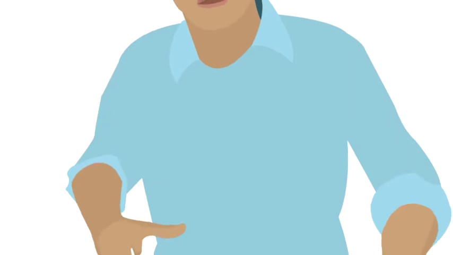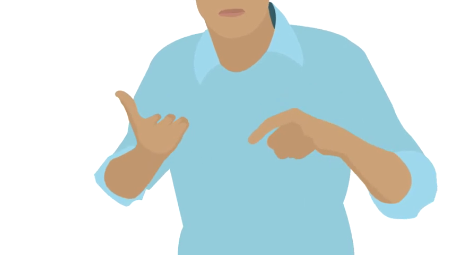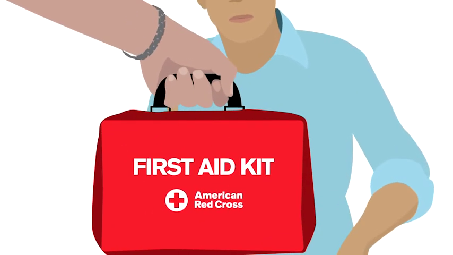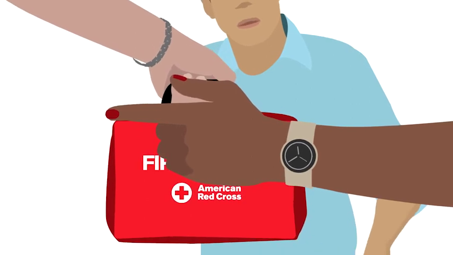Is anyone else available to help? Bystanders may be able to provide valuable information about the situation or the person, along with getting needed items, controlling crowds, and reassuring the injured or ill person.